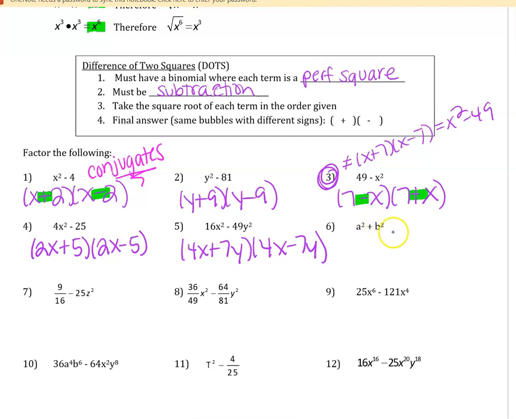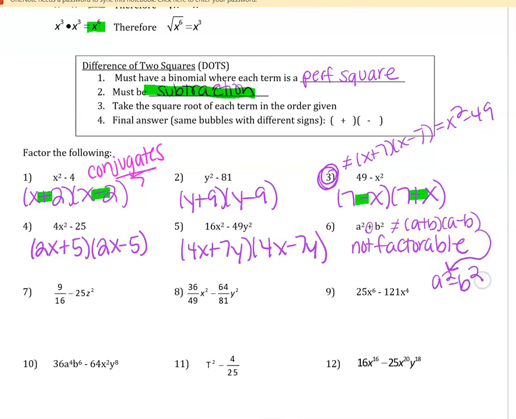Now this is not equal to a plus b times a minus b. You know why? It's addition, okay? Specifically, again, it has to be subtraction when you're doing this. A squared plus B squared is actually not factorable. But I threw it in here just to make sure you were paying attention, okay? So just to clarify, A plus B times A minus B would be A squared minus B squared.